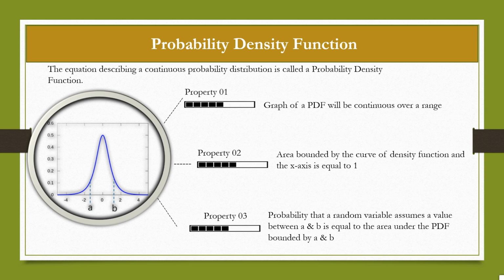I hope you have understood the probability density function. It is basically the probability of finding the value of a continuous random variable between the range A and B.